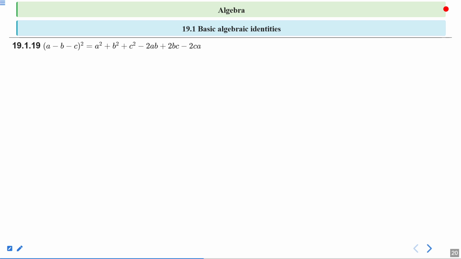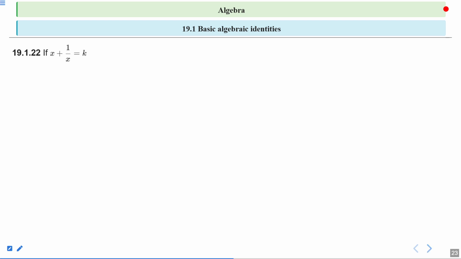Next one is (a minus b minus c) whole square equals to a square plus b square plus c square minus 2ab plus 2bc minus 2ac. Next one, (a plus b plus c) whole square is a square plus b square plus c square plus 2ab plus 2bc plus 2ca. Next one is a cube plus b cube plus c cube minus 3abc equals to, in small bracket (a plus b plus c), in another bracket multiplying with (a square plus b square plus c square minus ab minus bc minus ca).